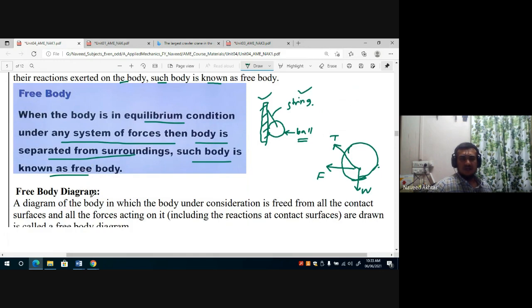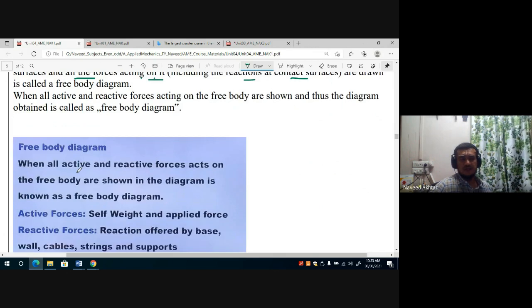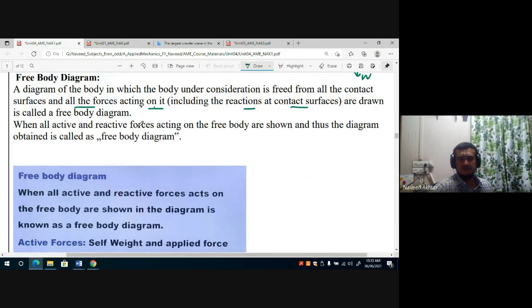When a diagram of the body under consideration is freed from all the contact surfaces, and all the forces acting on it, including the reactions of the contact surfaces, are drawn, it is called a free body diagram. When all the active and reactive forces acting on the free body are shown, the diagram obtained is called a free body diagram. These are the two definitions.